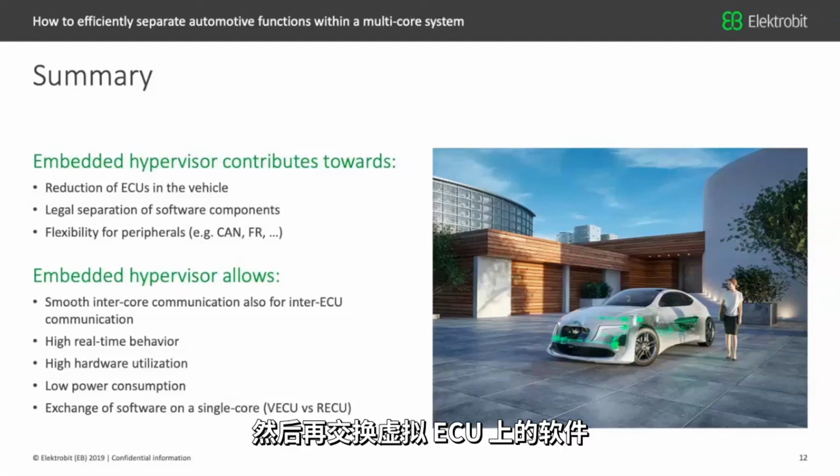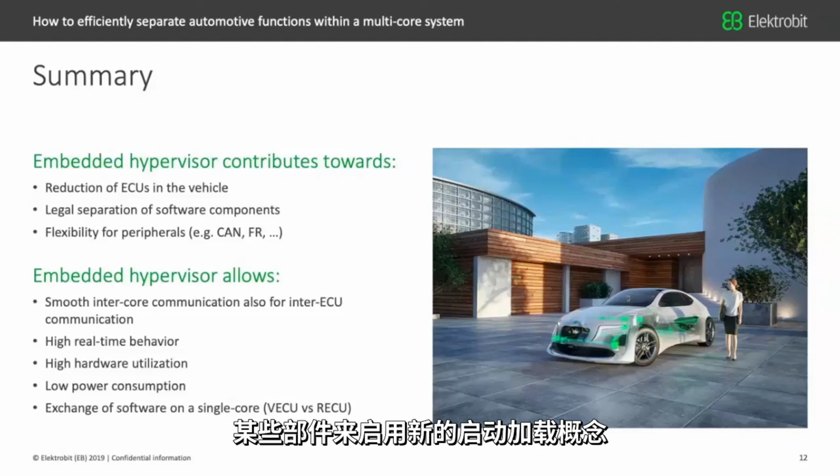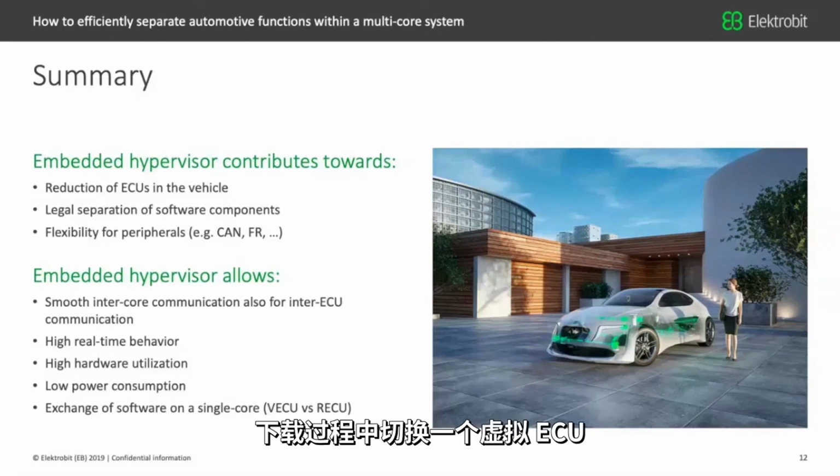And then, exchange of software on a virtual ECU. Basically, I could also enable new bootloading concepts by only switching out certain parts, or actually one virtual ECU, in a bootloading, download, flash loading process. So here I get some extra time and possibility to separate those.